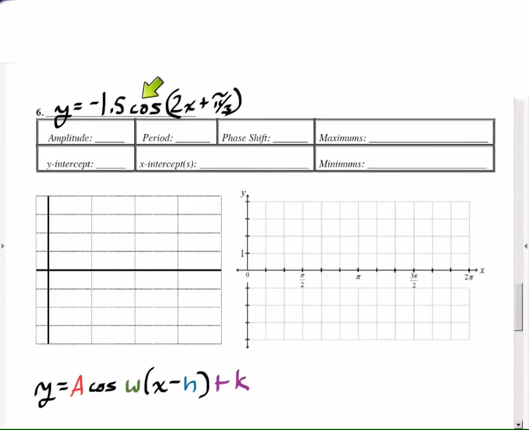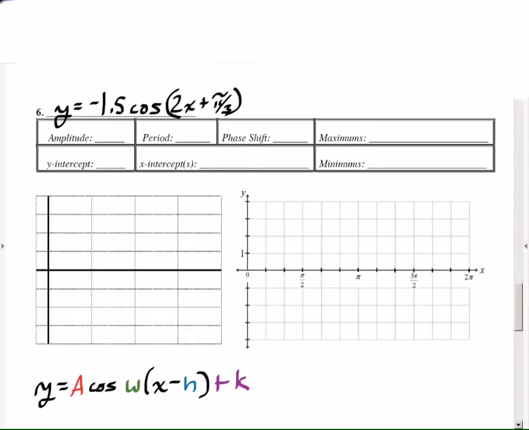So here's the cosine function that we're going to work on right now. We're going to use WAkh. The H goes last. Here's the A, the W, the H, and the K. And we talked about this a lot, about how each of them affect our graph. So let's go in order.